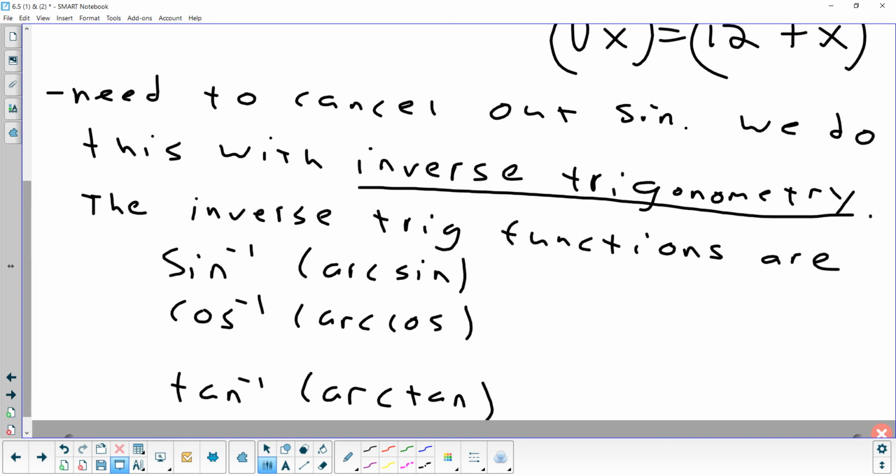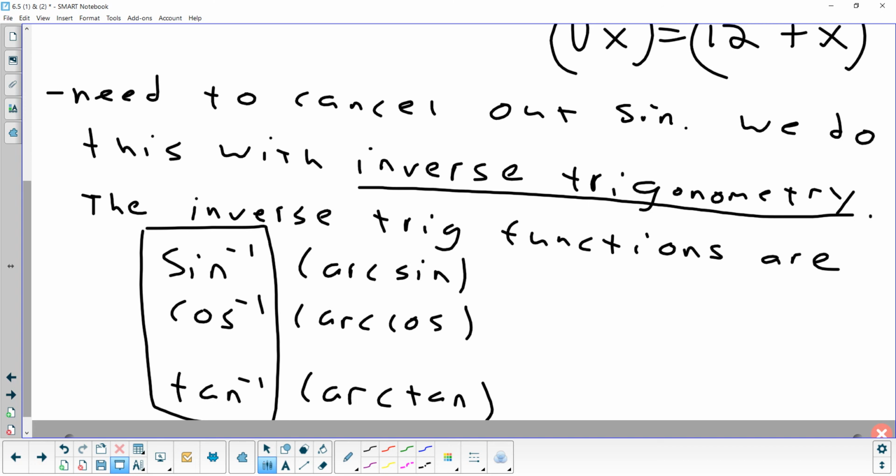There's two different ways you can write the name of an inverse trig function. This is generally how I do it, and what you'll probably see on a calculator. Some older books, you might see the words arcsine, arccosine, or arctangent. It means exactly the same thing.